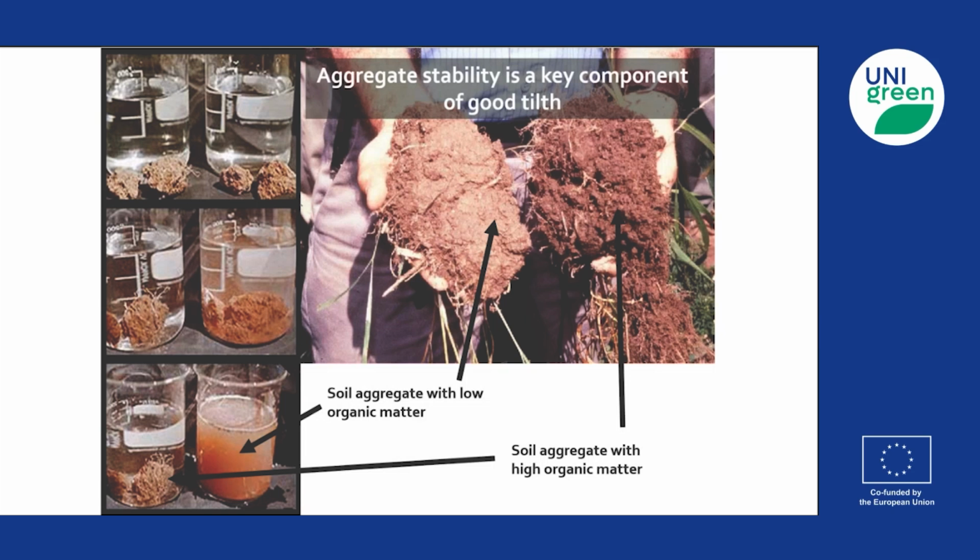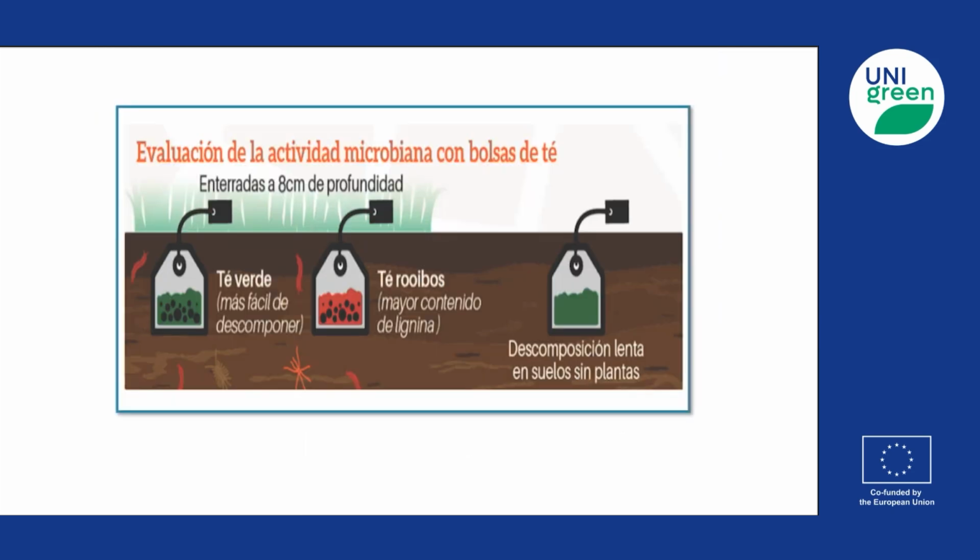So I think this is very important for farmers to know and to see how the system is changing over time. Another practice that we use, I show this methodology because I work a lot with farmers. So it's very important for them to see what we are doing, if the practice is really doing something. In order to evaluate the microbial activity, we put these tea bags, especially green tea, and we bury it in the soil, and then we return to see how was the decomposition of this.